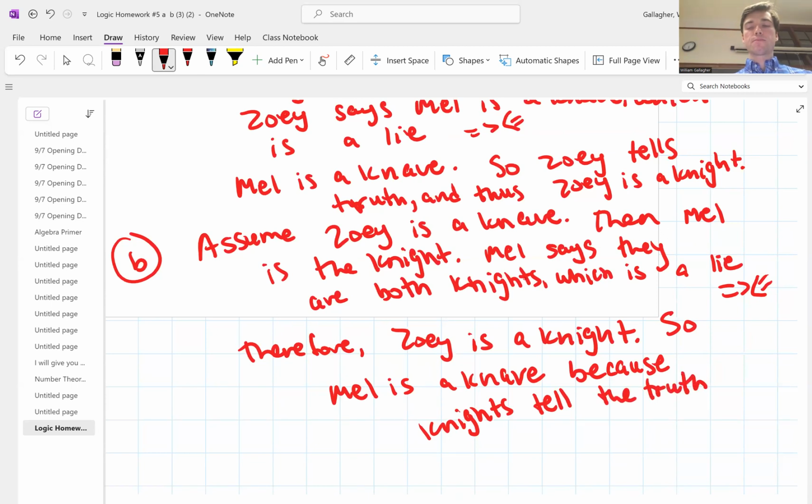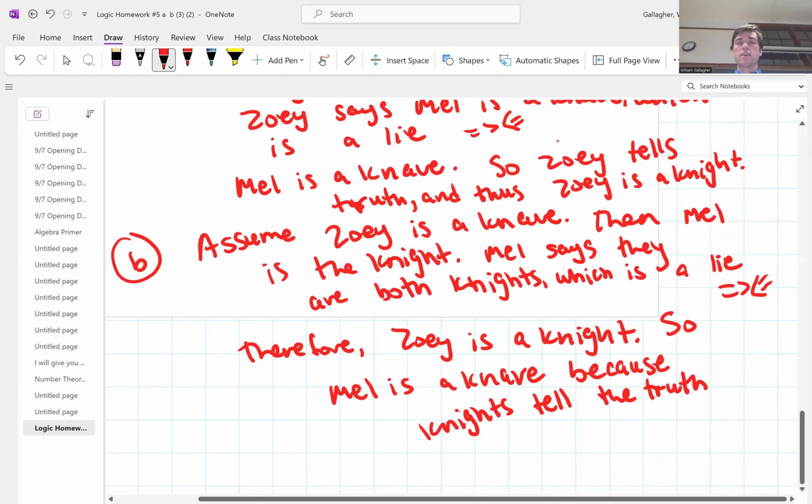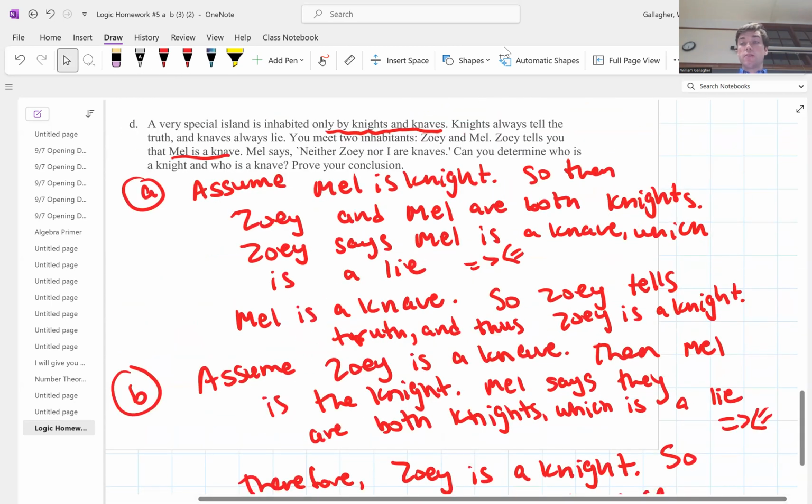So again, you can make a bunch of different assumptions. I think in some cases I would try to avoid negating some of the compound ones if possible. And the key takeaway here is if you don't get a contradiction, you can't make a conclusion, but you should go back and assume the opposite of what you assumed the first time. Okay. So again, I hope that helped.